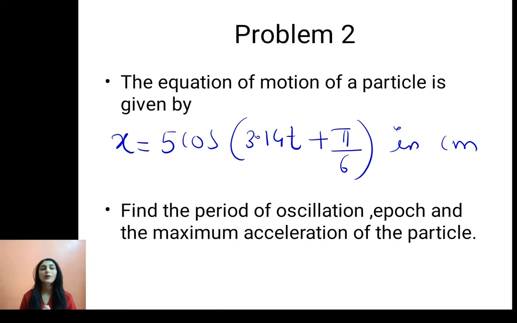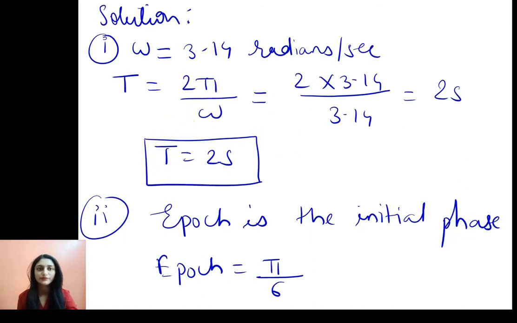The second problem: the equation of motion of a particle is given by x equals 5 cos(3.14 t plus pi by 6) in centimeters. Find the period of oscillation, the epoch, and the maximum acceleration of the particle. We compare this equation with the standard equation x equals a cos(omega t plus phi). We directly get phi equals pi by 6, omega equals 3.14, and a equals 5. So omega is 3.14 radians per second.